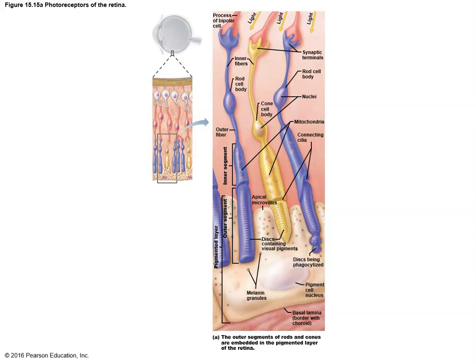And so there are a couple of different kinds of cones, each one of them specialized on detecting either red, blue, or green light, and then putting that together into a pattern we perceive as all the rest.